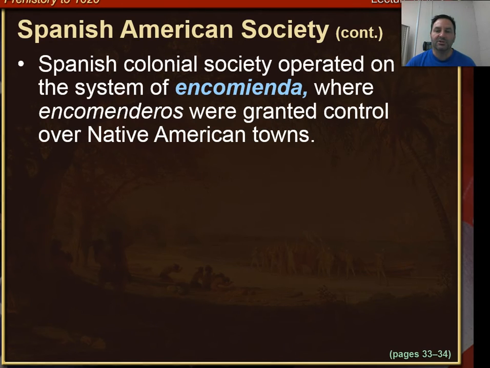Now, Spanish colonial society operated on the system of the encomienda, where encomienderos were granted control over Native American towns. I can't pronounce Spanish very well, sorry.